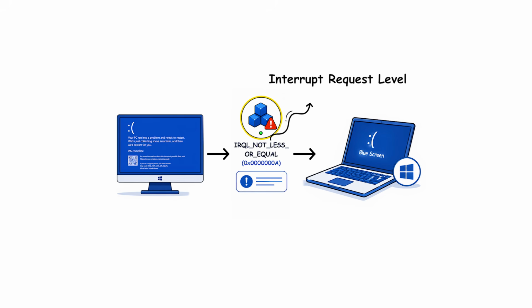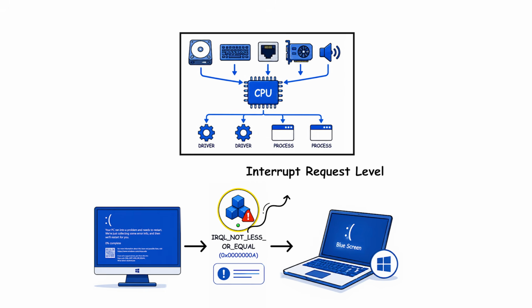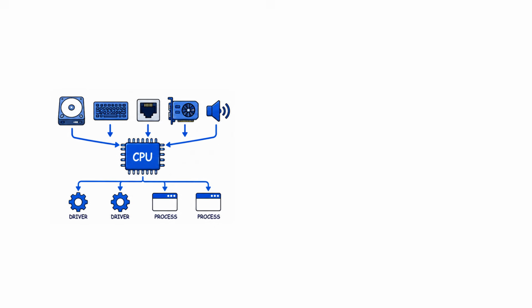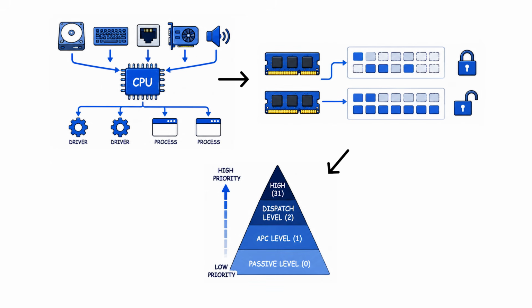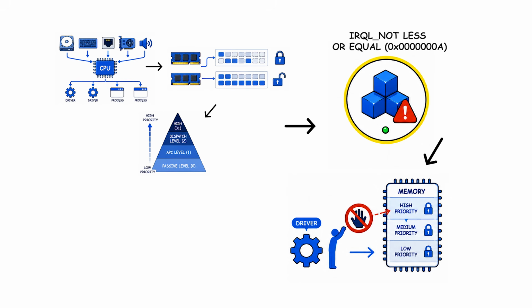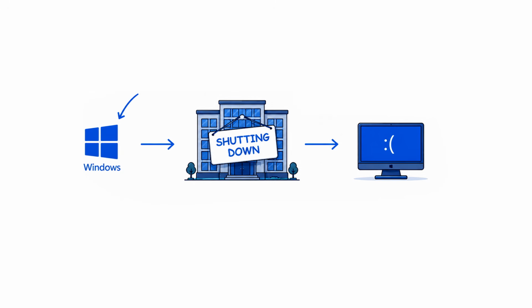IRQL stands for Interrupt Request Level, a priority system Windows uses to decide which hardware signal gets handled first. Every driver and process is only allowed to touch certain memory at certain priority levels. This error means a driver reached for memory it had no business touching at that priority level, like an intern walking into the CEO's office demanding files way above their clearance. Windows doesn't negotiate, it just shuts the whole building down.